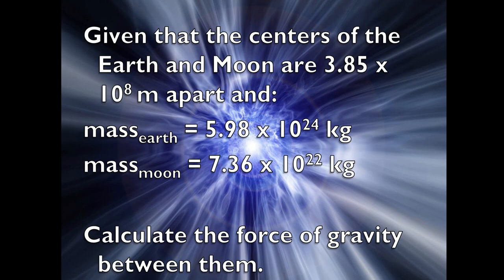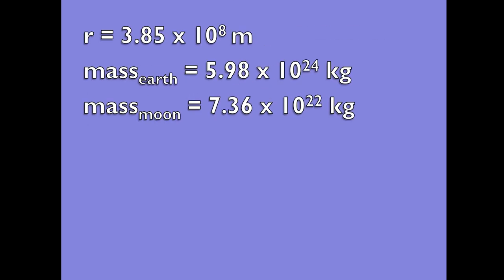Consider that the Moon and the Earth are 385 million meters apart, and given their masses, we're asked to calculate the force of gravity between them. It seems like a pretty straightforward question. All we have to do is use our universal law of gravitation, plug in the values for the masses, plug in the value for r, and get the answer. Again, here are the values that we have, r and the two m's. Let's do some calculations here.